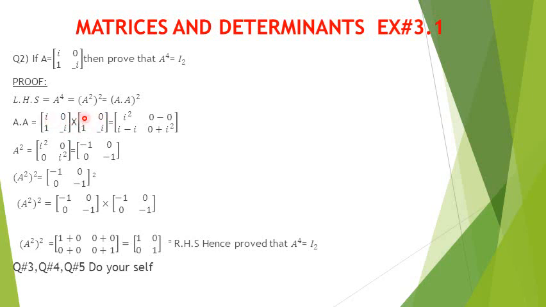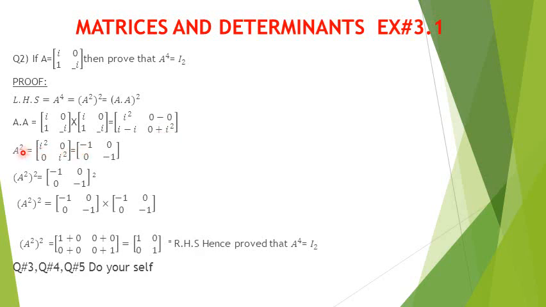Row 1 column 1: iota multiplied by iota is iota square, 0 1s are 0. Then iota 0s are 0 and 0 times minus iota is again 0. Now 1 iota is iota and minus 1 1s are minus 1, again 1 0s are 0, plus, and it should be iota square.